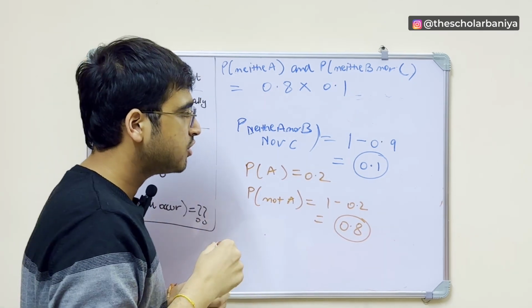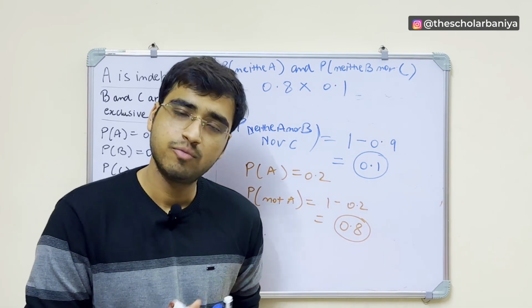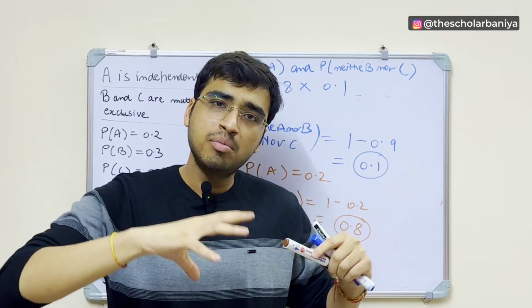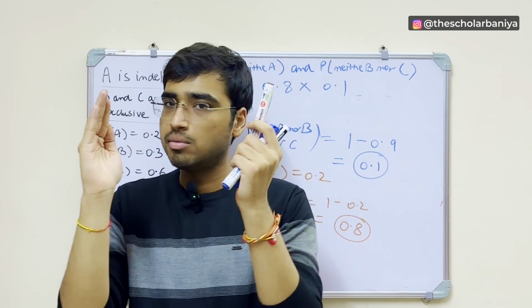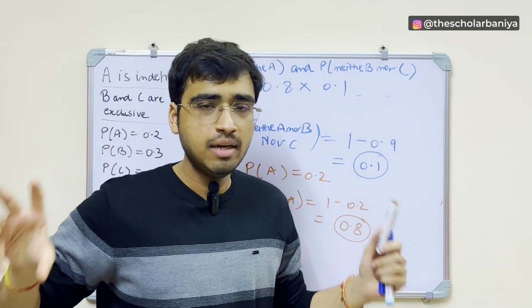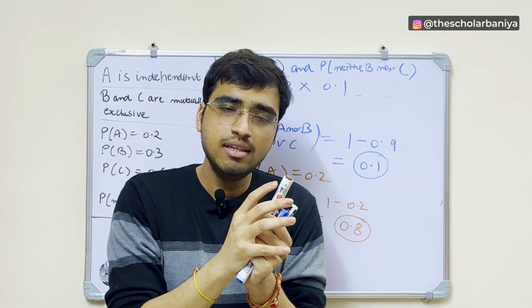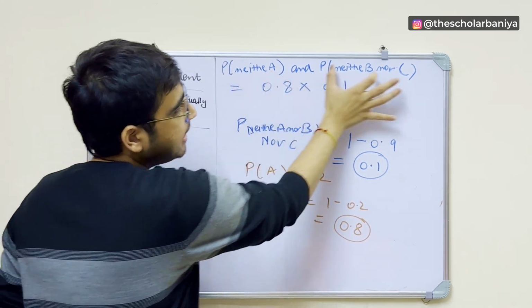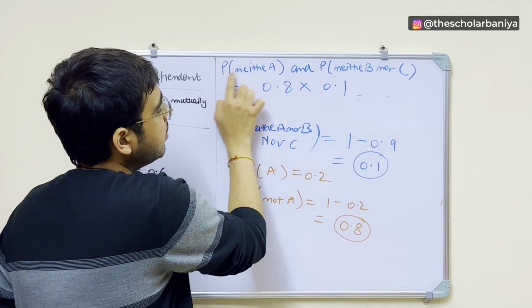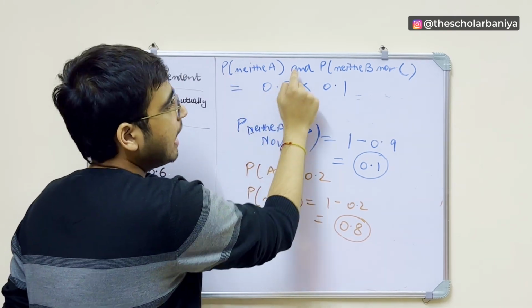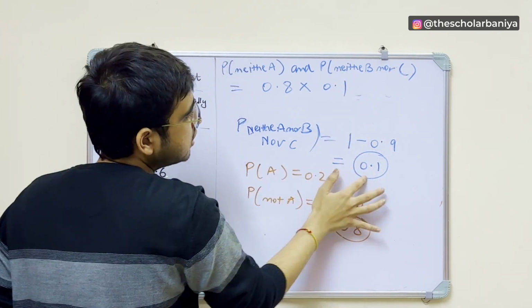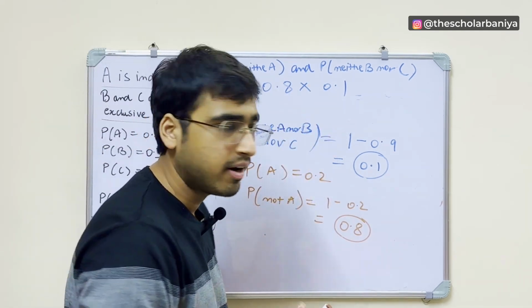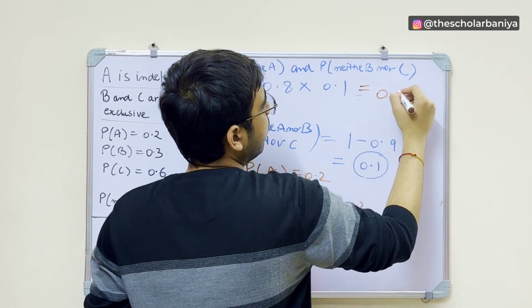Before that, I would just like to tell you that if two events are independent, for example, there is an event A, there is an event B, then the probability of A and B is probability of A into probability of B. If two events are independent, then the combined probability is the probability of the first into the probability of the second. Similarly, we know that A is independent of this, right? So probability of neither A, which is 0.8, and probability of neither B nor C, which is 0.1. If we want to calculate the combined probability, that will be 0.8 into 0.1. So that becomes how much?